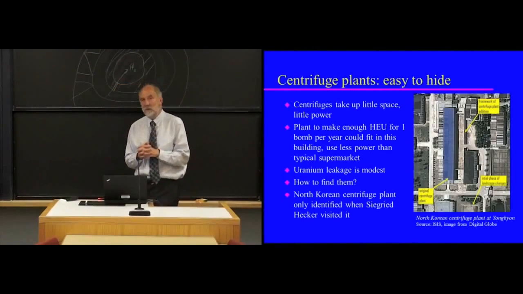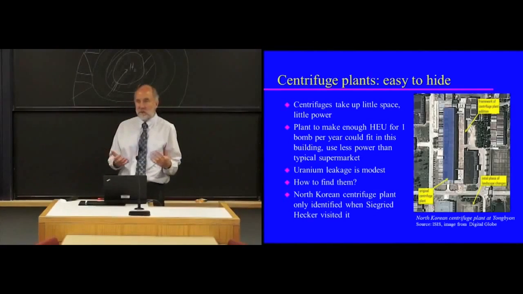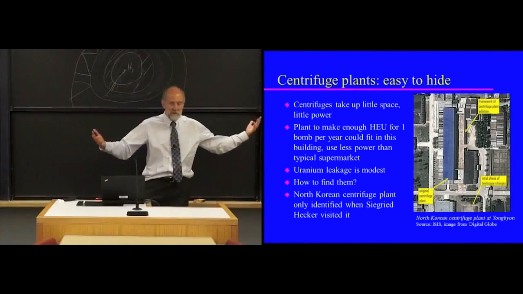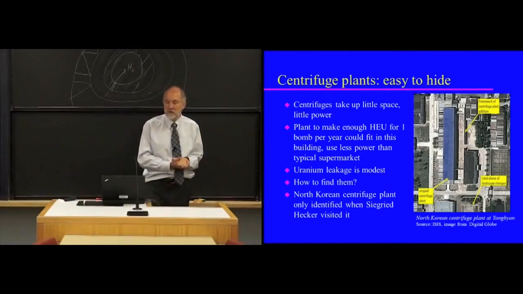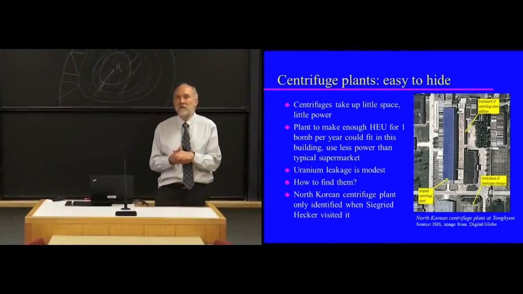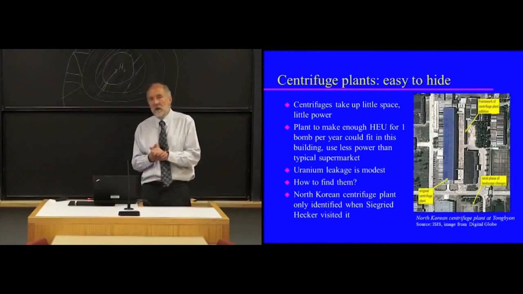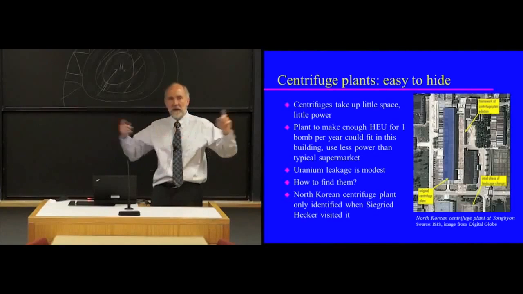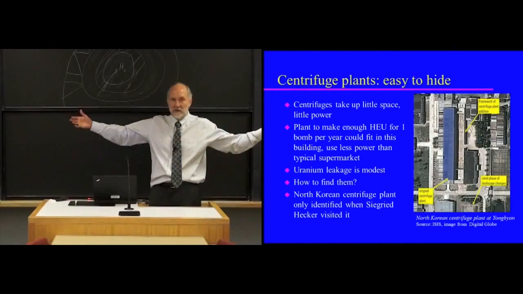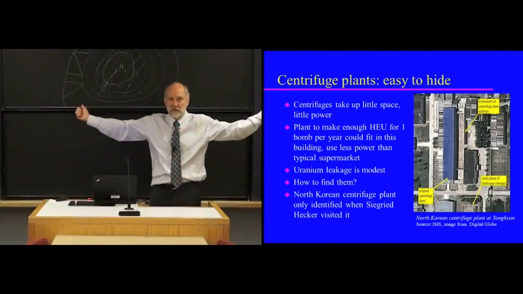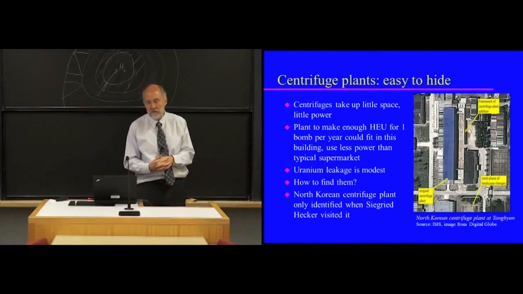Now, as I mentioned, centrifuge plants can be fairly easy to hide. They take up relatively little space and little power. The plant to make enough HEU for a bomb every year would fit in this building. The leakage of uranium, yes, leaks a little bit of uranium, but it's fairly modest, partly because the pressure inside a centrifuge is actually less than the atmospheric pressure outside. So if there's a little bit of a leak, it's the air going in rather than the uranium hexafluoride coming out from the centrifuge.